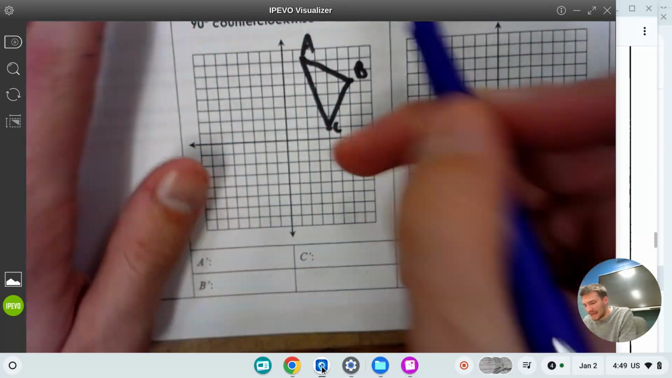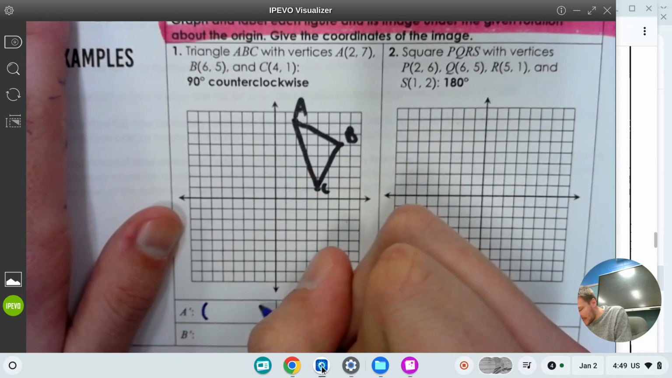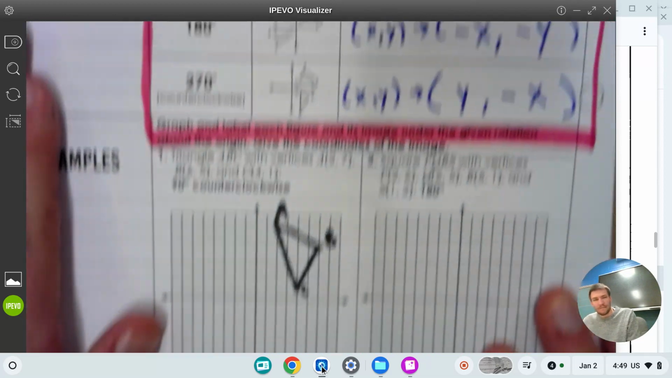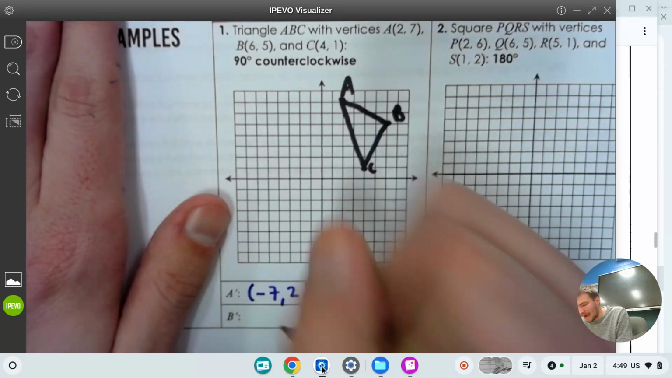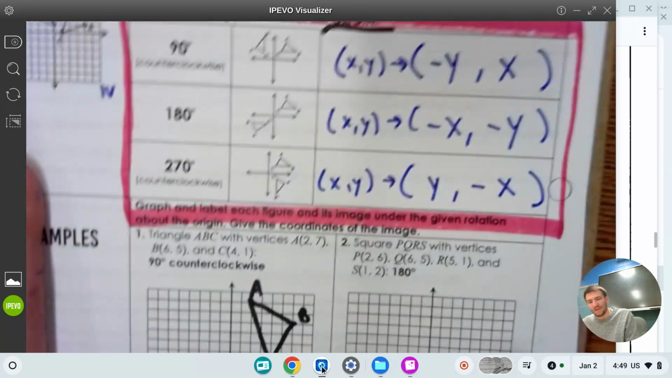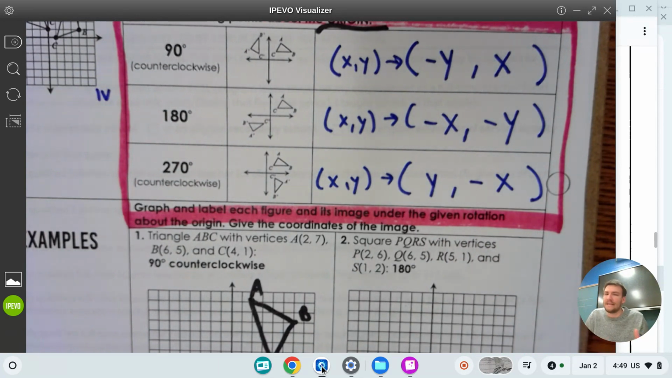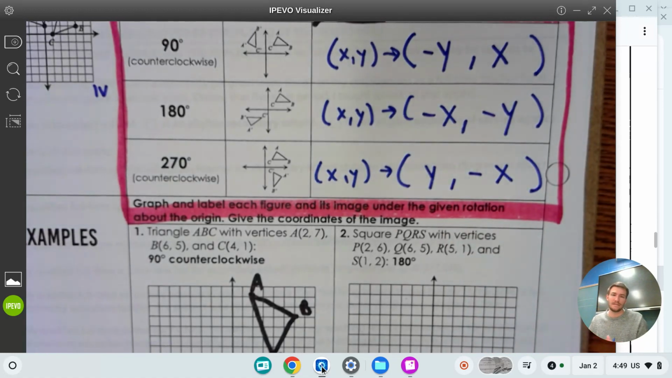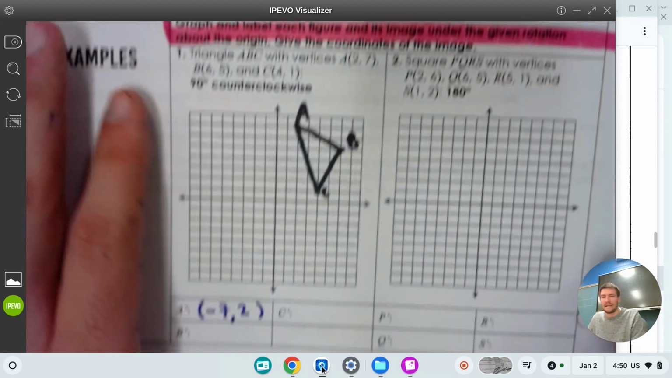My A is 2, 7, so I'm gonna switch it to a 7, 2, and remember that y needs to be negative. Now I wanna be super clear, when you see these negatives up here, it's more like opposite than it is negative. So if your number is already negative, that second negative is gonna turn yours back into a positive number. So these just basically mean the opposite of y comma x, not negative.